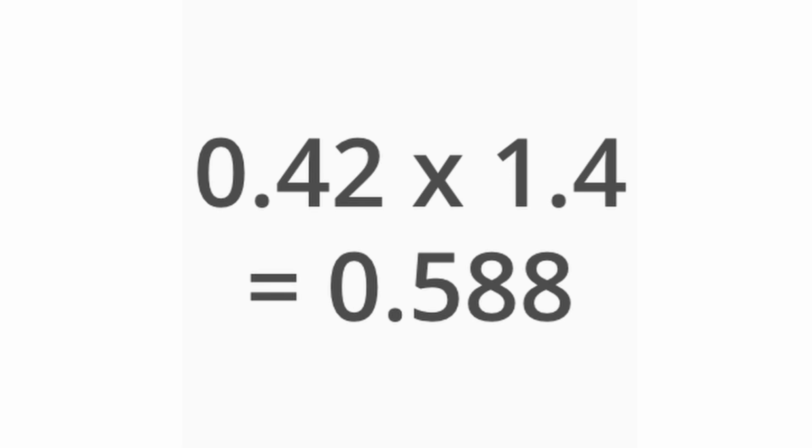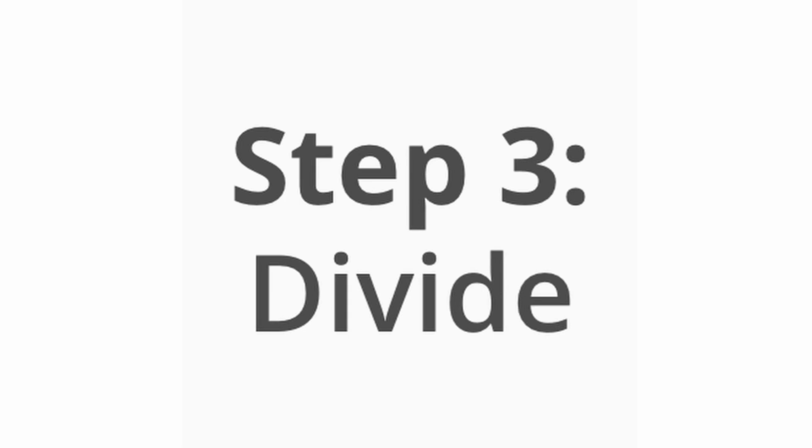So remember these steps. Turn them into integers, multiply, then turn back into decimals. And then you will be able to work out the price of 3 smoothies in no time at all.